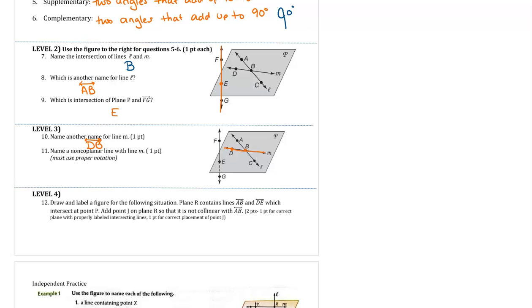Number 11, name a non-coplanar line with line M. So maybe talk about this word non-coplanar, not on the same plane. Non-coplanar. So a line that's not on the same plane as line M. So line M is clearly on this big plane P. What line is not on that plane? This line FG.